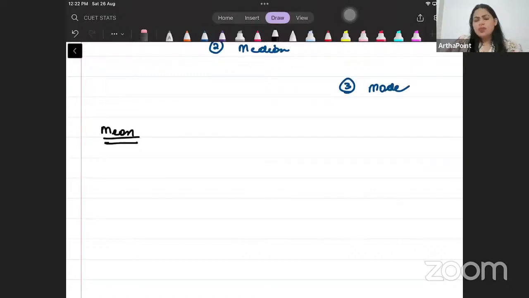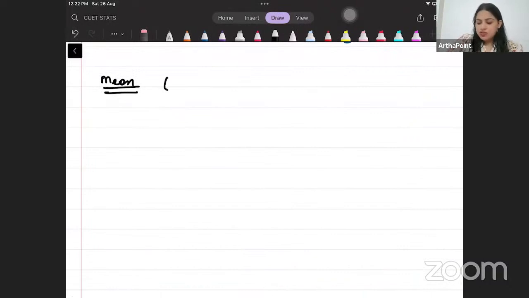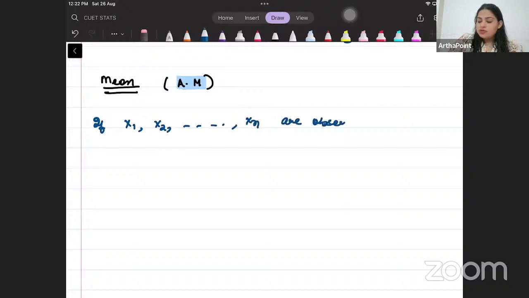Okay, beta. So mean is very simple. When we generally talk about mean, we talk about arithmetic mean, AM. So beta, mean is pretty simple. What are you doing? You are adding all the observations together and dividing by the number of the observations. So if x1, x2 till xn are your observations, then you can define x bar or arithmetic mean as summation x by n, right?